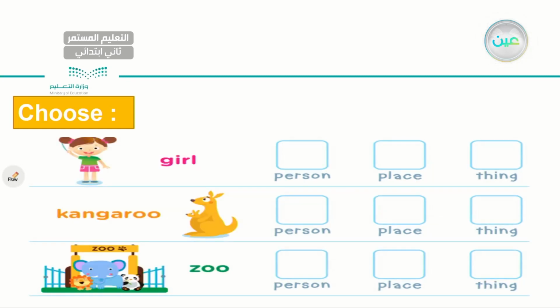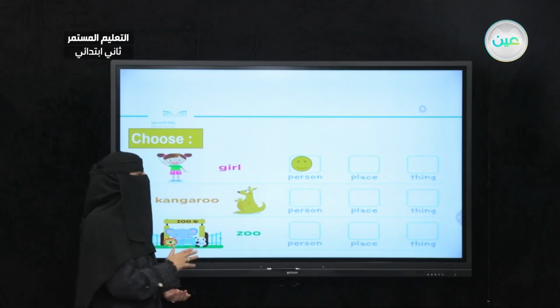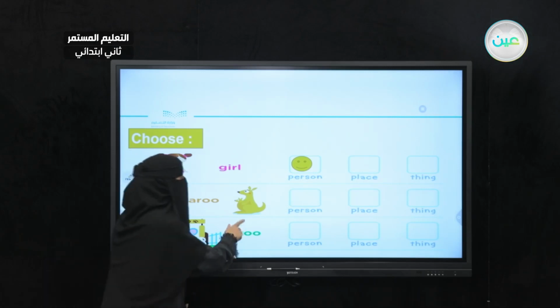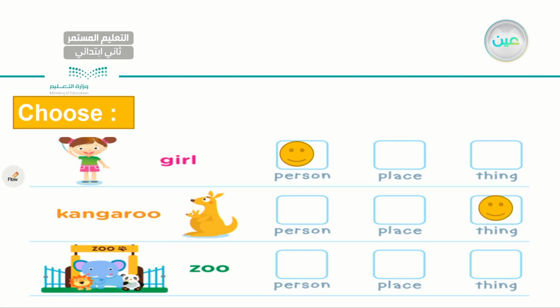Let's do the same here. I have a girl, I have a kangaroo, and I have a zoo. Girl: person, place, thing. Kangaroo: person, place, thing. Zoo: person, place, or thing. Start with the girl. Person, excellent. Person, same as doctor, teacher, boy. Kangaroo, what do you think? Very good. And for the last one, I have a zoo. It is a place. Very good, my dear student.